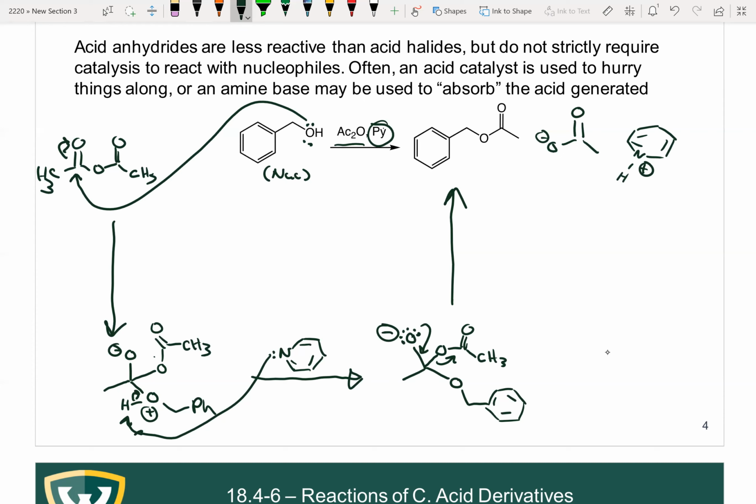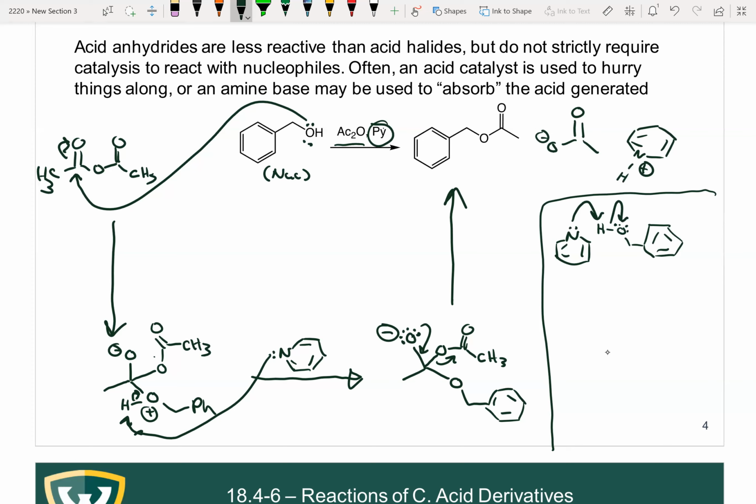One thing we might want to ask ourselves when going through this mechanism is why didn't we give ourselves a good nucleophile to start? That is to say, why didn't we have our pyridine attack our benzyl alcohol? Benzyl alcohol in this case is our nucleophile. Draw it out again here. Why didn't we have our pyridine deprotonate and go to pyridinium and the corresponding benzyl alkoxide, which is this molecule here?